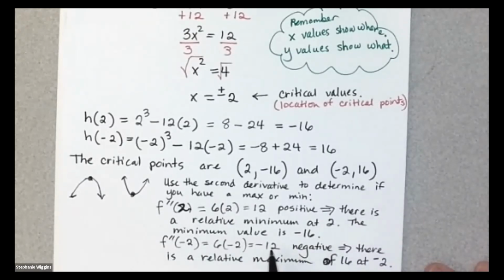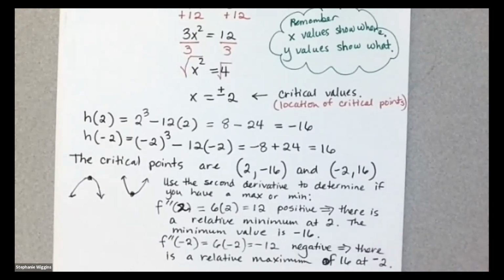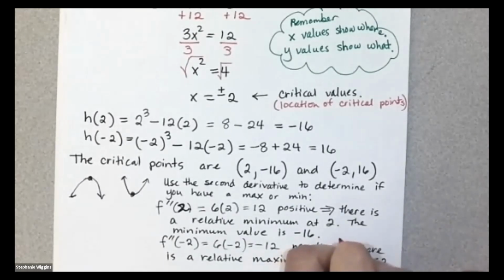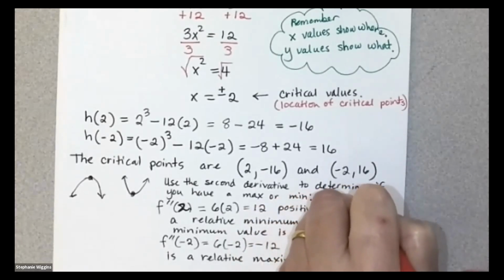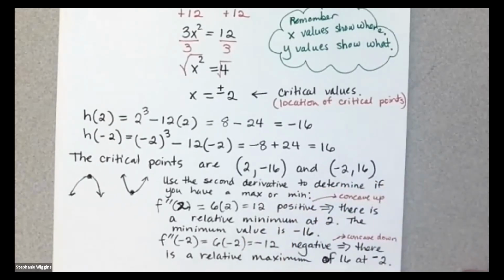So since we got a negative answer, we know that it's concave up. I'm sorry, concave down for negative. Here we got a positive, so it was concave up. So we have a relative maximum of 16 at -2. Okay, any questions so far? This is all that we've done for part A, just part A. So you can see how involved these problems are, and I've used almost a full page.